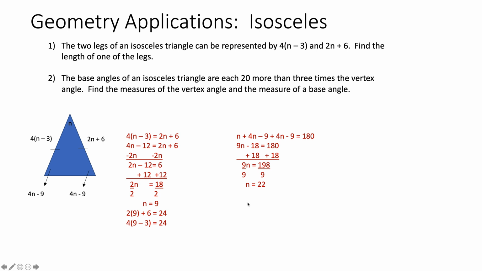Now it wants the measure of a base angle. 22 is the vertex angle up at the top. The measure of the base angle is going to be 4 times 22 minus 9. That works out to be 79. And just for good measure, to make sure all the angles add up to 180, 22 and 2 angles that are 79 each, they do add up to 180.